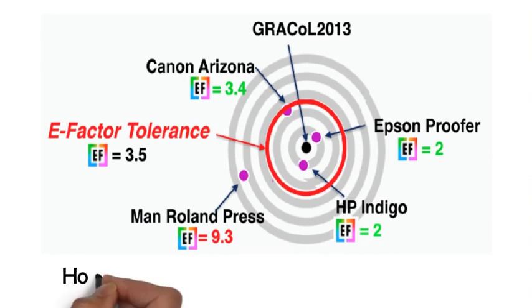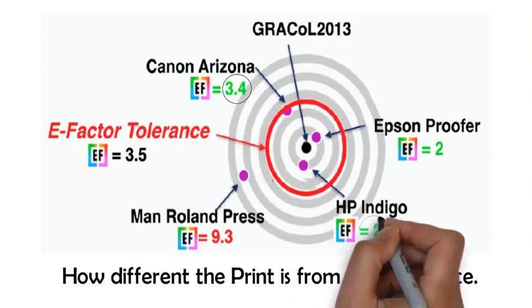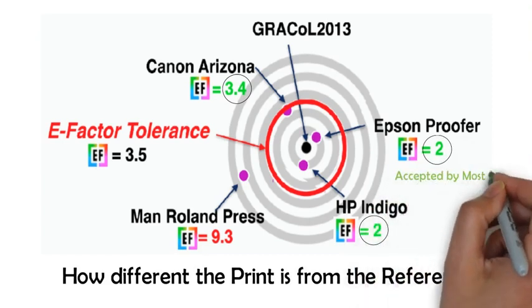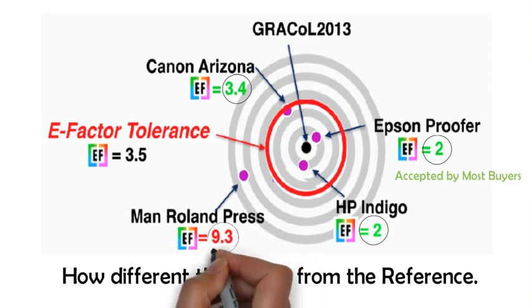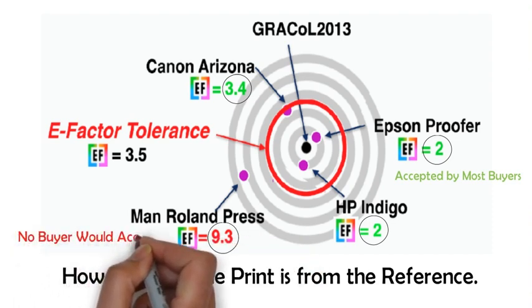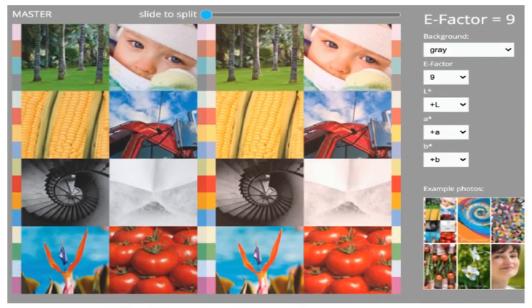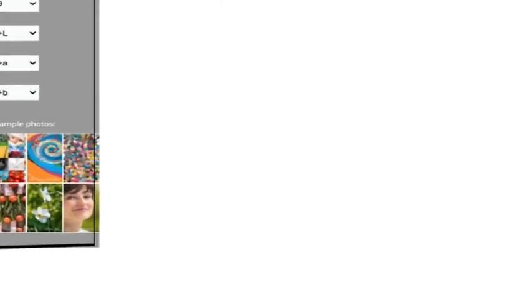The E factor number communicates visually how different the print is from the reference. Any number 3 or lower is generally accepted by virtually all print buyers, whereas any number higher than 8 is not accepted by almost all print buyers. Here's what a 9 E factor looks like. So the left side is the reference, the right side is a 9 E factor difference. You can see it's quite large.